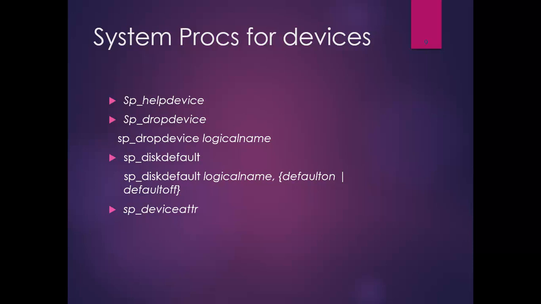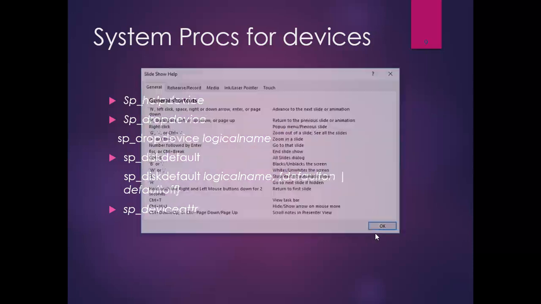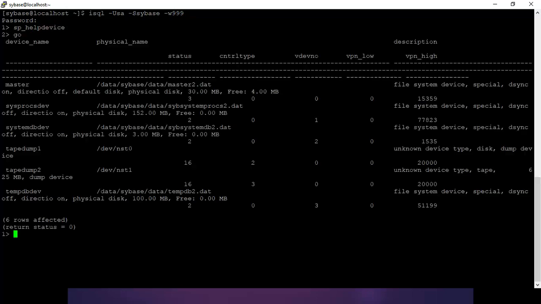sp_diskdefault. Suppose you want to make the device a default, so someone can use it as a default. If a user wants to create a database and does not mention a device name, it will be created on the default device. So this is the syntax to make a device the default. sp_deviceattr. So you can see this is the command to check the device information.